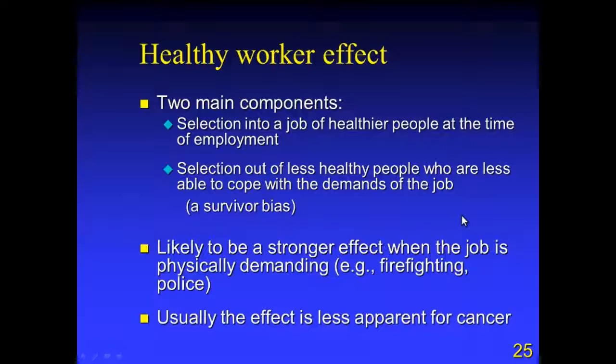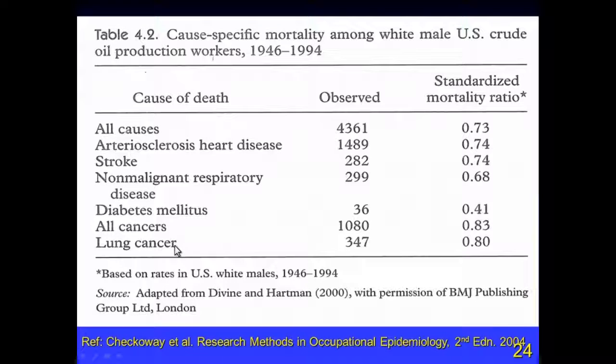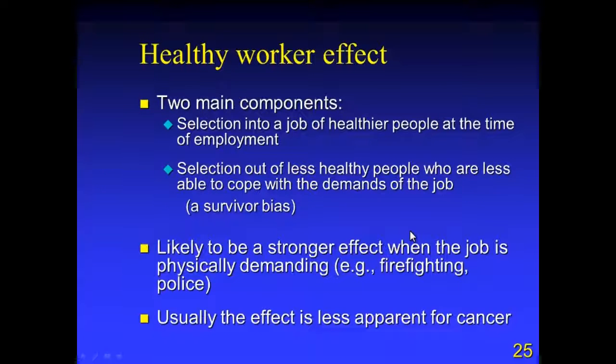In general, if we look at cancers, the effect is usually much less apparent. The reason for that is that most causes of cancer are not obviously making people less healthy at the time of employment, and they don't really, for the most part, affect their ability to cope with the job. Cancers may be a little bit affected by the healthy worker effect. For example, people in the workforce may be less likely to smoke, so as in that previous example, they may be less likely to have lung cancer. They have a reduced rate of all cancers, but to some extent that is influenced by the lower lung cancer rate. So the healthy worker effect is a fairly common form of selection bias that's seen in occupational studies.